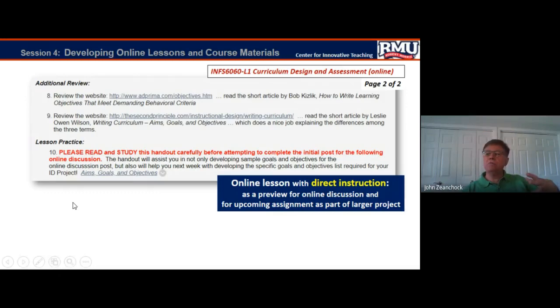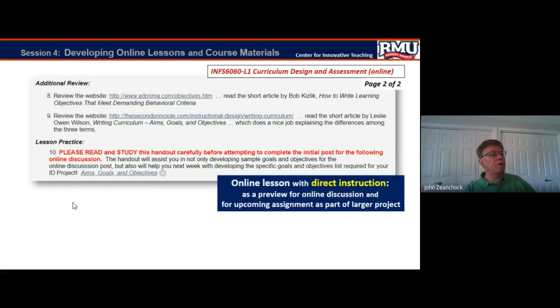So I'm going to have them in an online discussion work with these concepts with each other also. They're going to develop some sample objectives that they write, and they're going to critique each other's. And I'm going to jump in and also do that, just like I would do in class, except I'm going to do it in the online discussion.